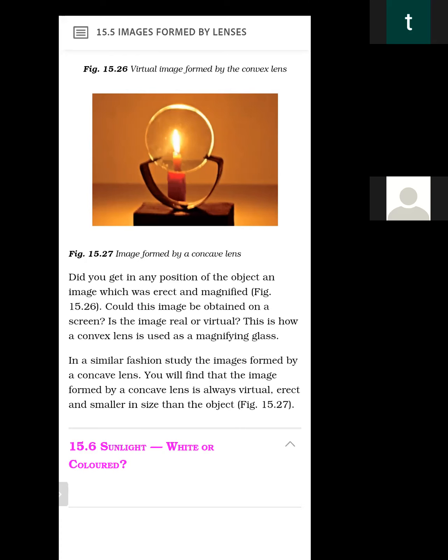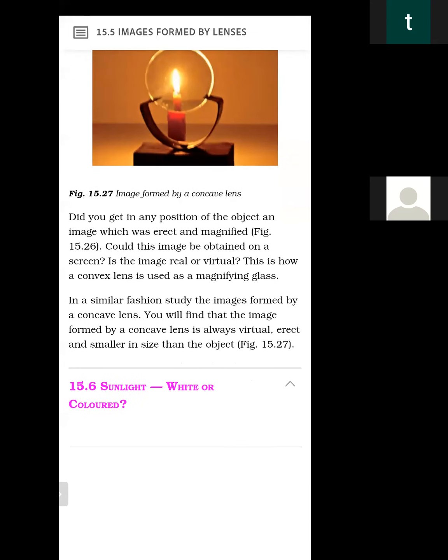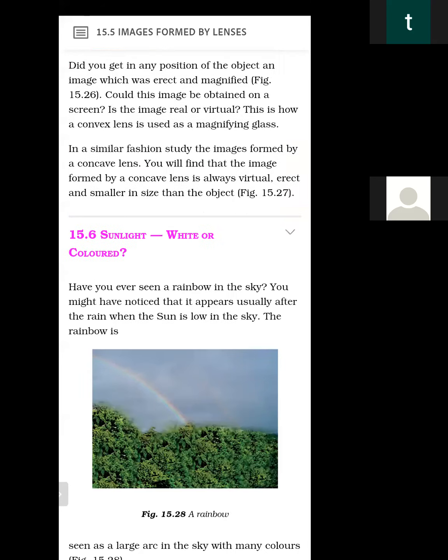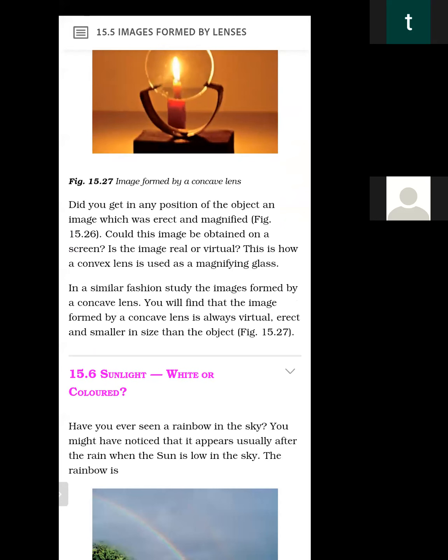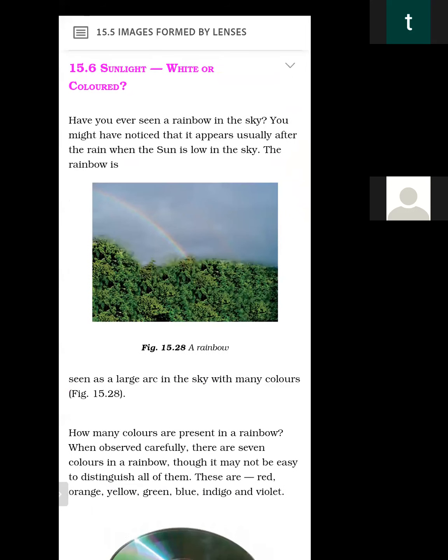So let's move on to the next topic, which is sunlight, white or colored. What is the color of sunlight? What do you know about the color of sunlight? Many of the students will say that it is yellow or orange in color, but students, always remember the color of sunlight is white. Yes, it is a white color.